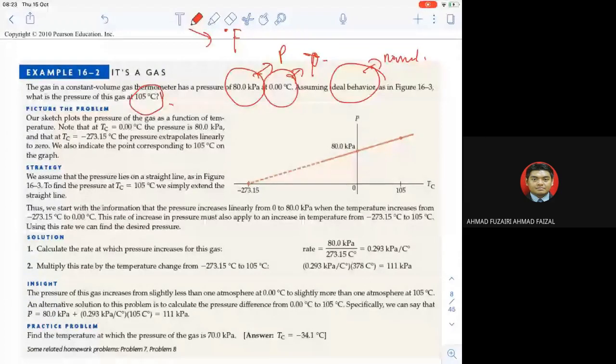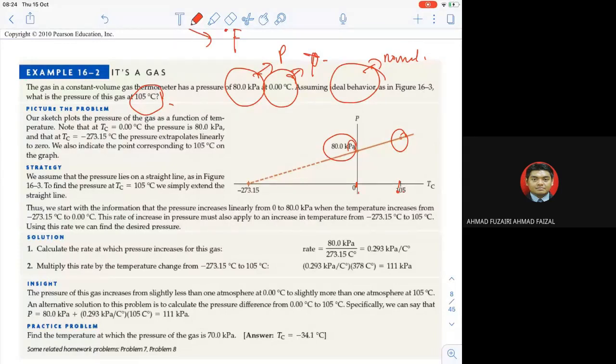And this is an example of the questions that will ask you to do some proportion, in terms of pressure and temperature. So as I said, pressure, temperature. At 0 it is 80 kilopascal. So what happened at 105? What will happen to the pressure? Definitely it will increase.